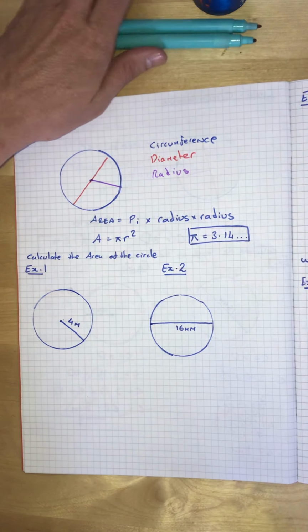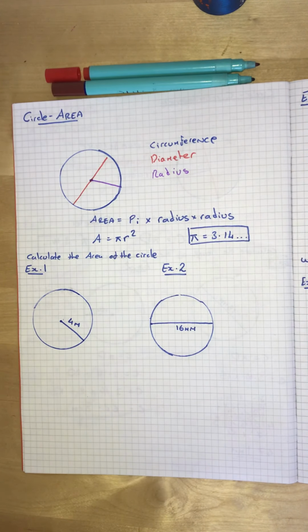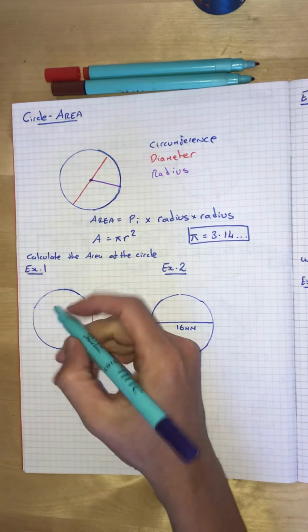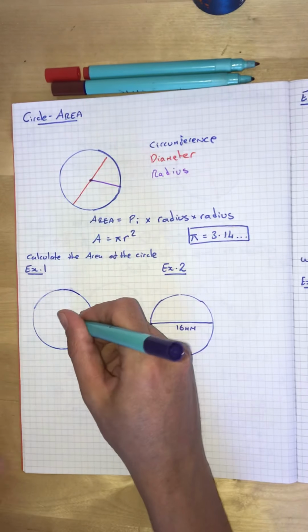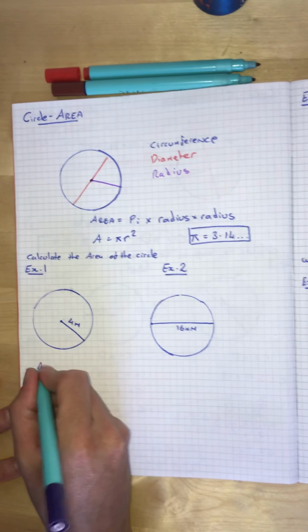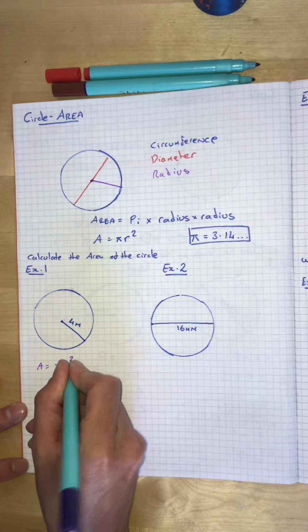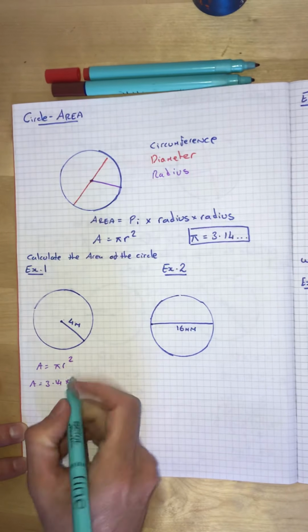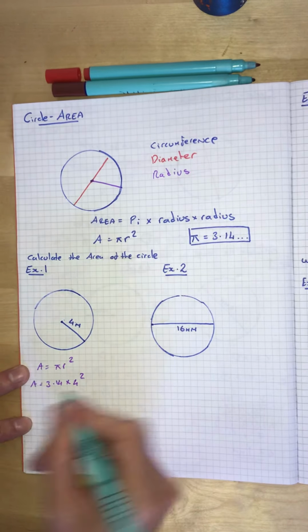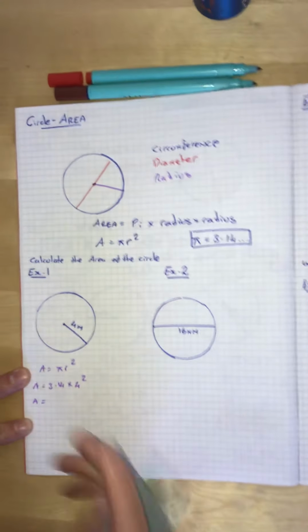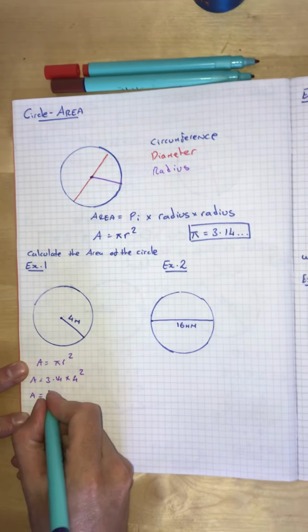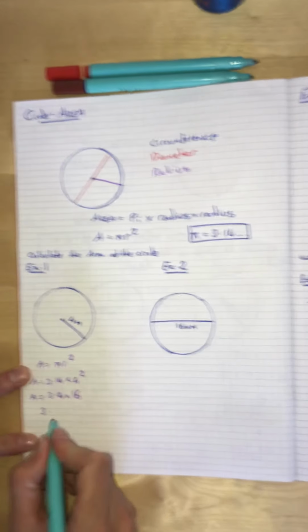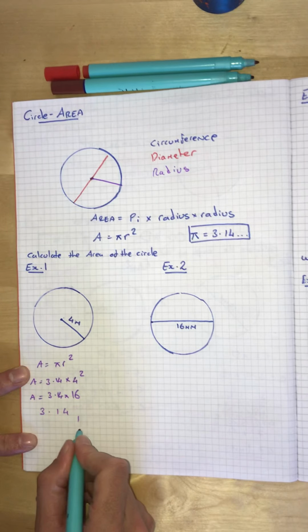Well, we check here, calculating the area of this circle. Firstly, we check and see whether or not that is the radius. And yes, because it's going from the center to the edge, that means that's a radius. So we write out the formula. So it's going to be 3.14 times 4 squared. 4 squared is 16, because 4 times 4 is 16. And then we can just do our lattice to calculate that.